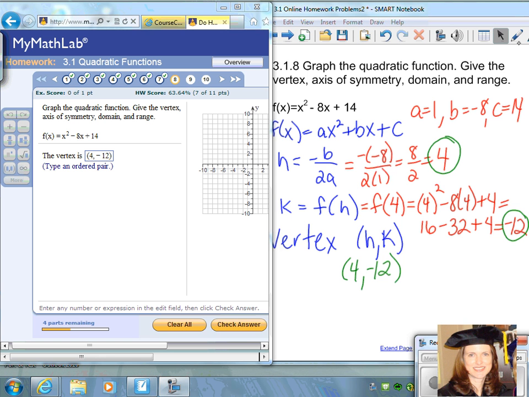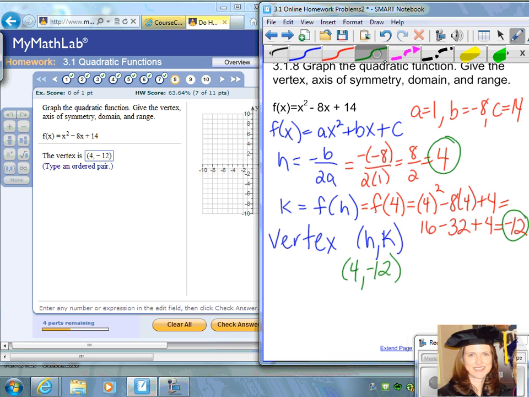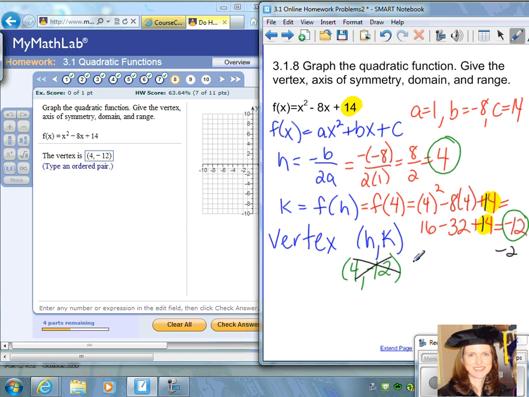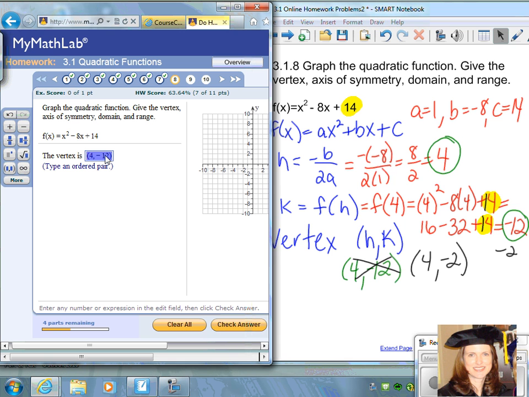Okay, oops, I did make a mistake there. Let me just double check the work. I see that I made a mistake here. It should have been 14 when I evaluated. So let's go ahead and make that change. This should have been plus 14, and that is going to give us negative 2 for our answer, not negative 12. So sorry about that. 4, negative 2 is the vertex, and we can check our answer for that.